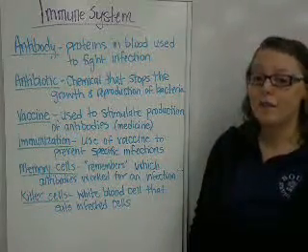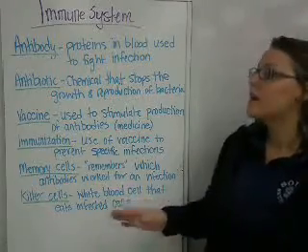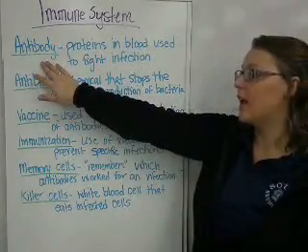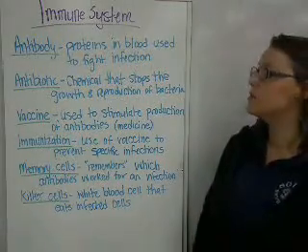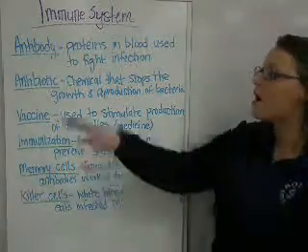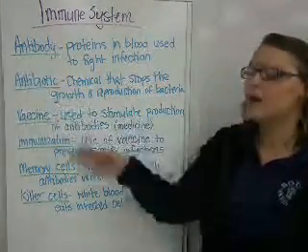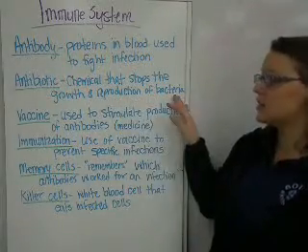There's a lot of vocabulary in learning about how the immune system works. So the first is antibody. An antibody is a protein that your body makes that's used to fight infections. It's made in your blood. An antibiotic is a chemical or a medicine that we can take that stops the growth and reproduction of bacteria.